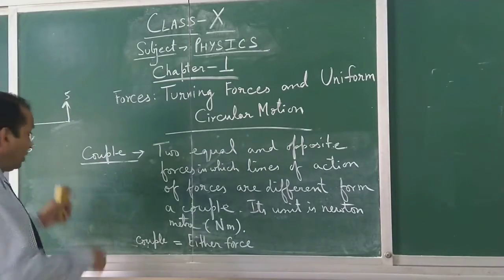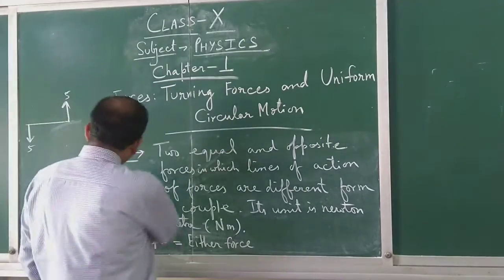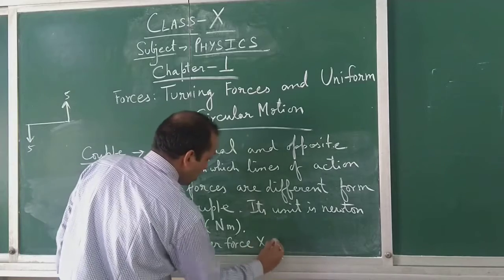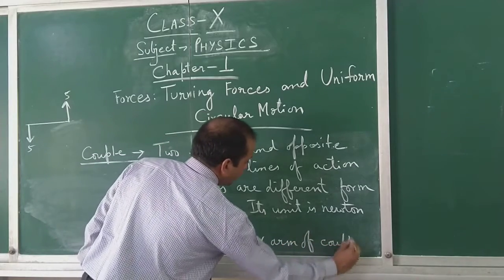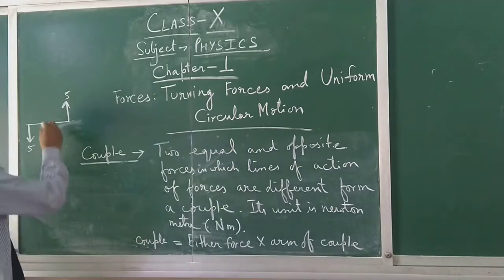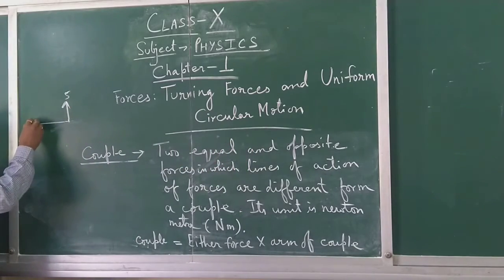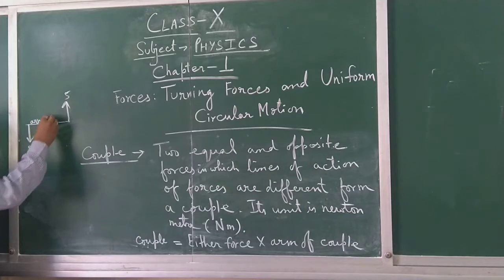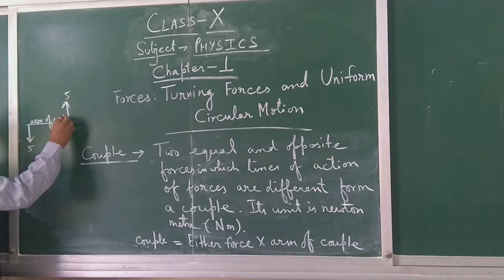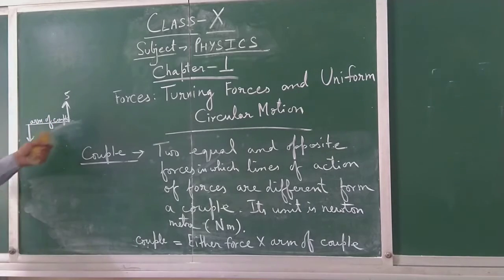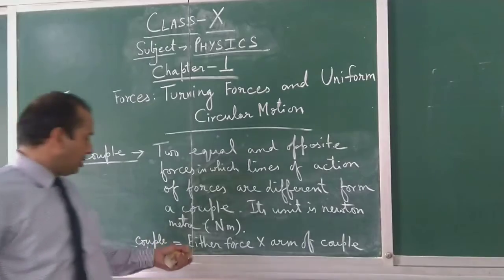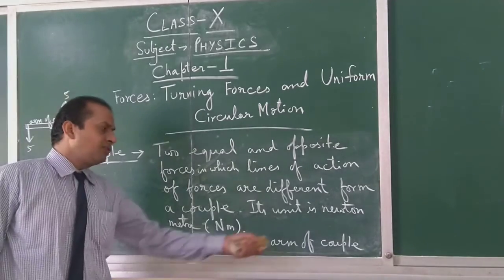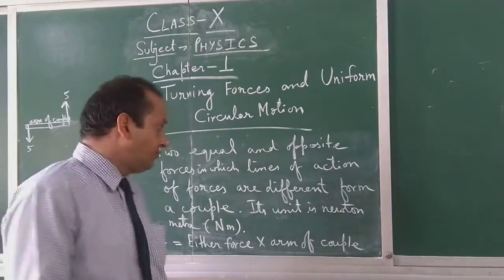Either force, only one will take: this 5 or that 5, into arm of couple. And what is the arm of couple? If I show you, children, this is only the perpendicular distance between the two forces. That is called the arm of couple: the perpendicular distance between the line of action of the two forces. So the moment of couple is either force into arm of couple.